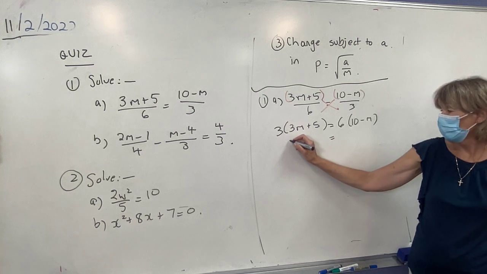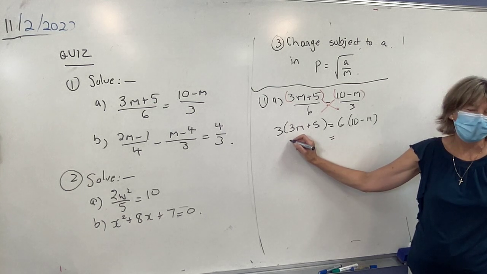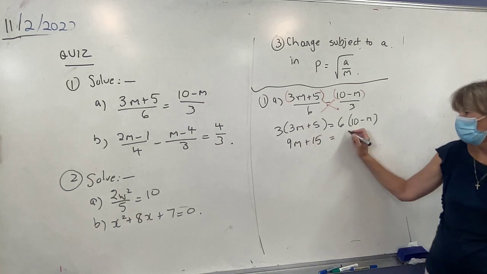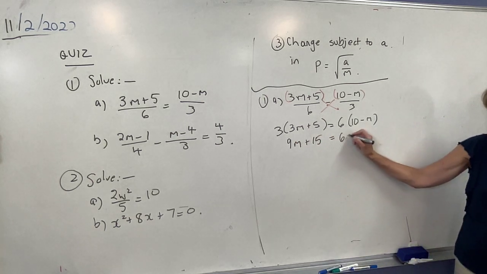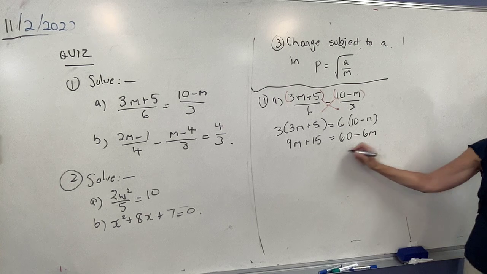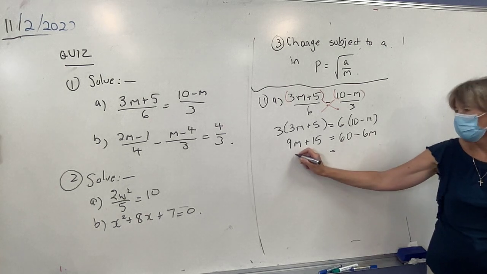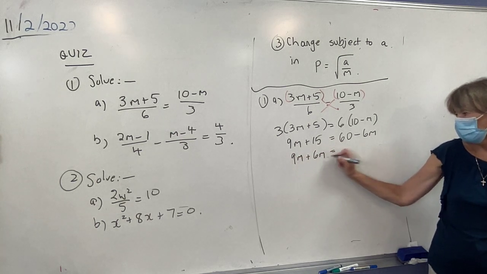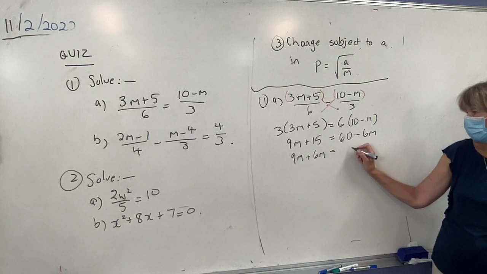Then I multiplied them, so I got 9m plus 15 equals 60 minus 6m. Yep. And then I did 9m plus 6m, which was 15m. Do that part in a minute. We'll just do them bit by bit.